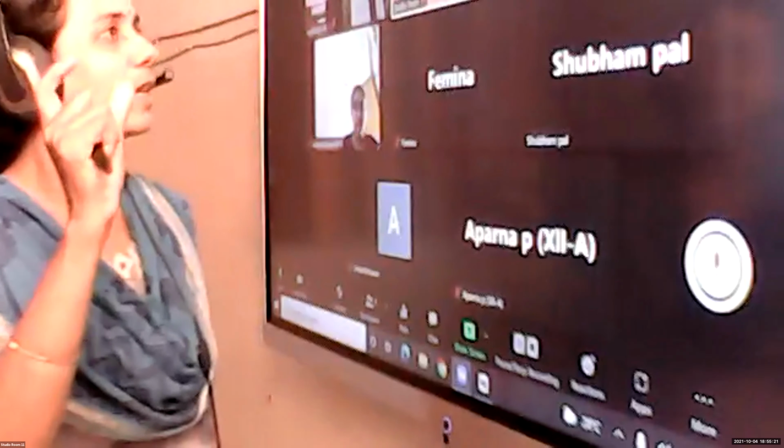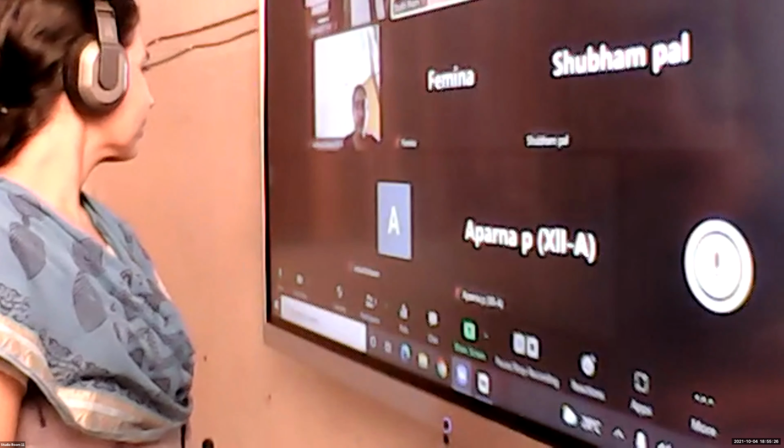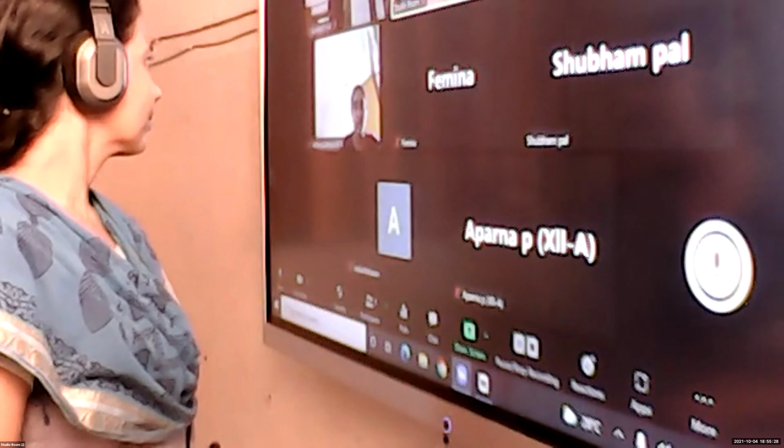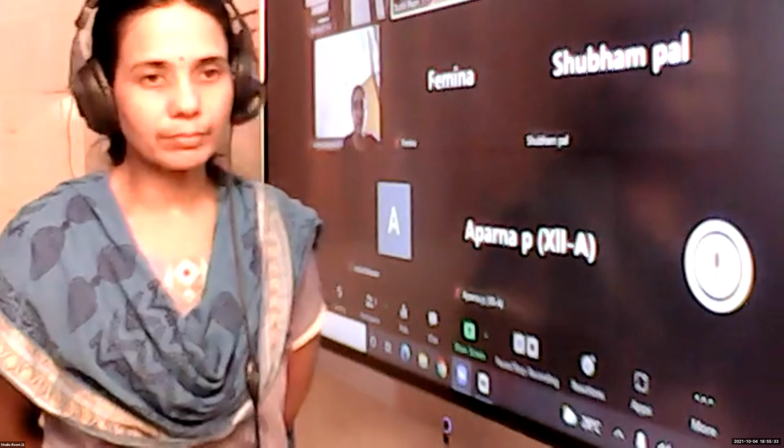Yes, C of x equal to. You have to write like this: C of x is equal to. Is it correct, Aditya? Yes, ma'am.